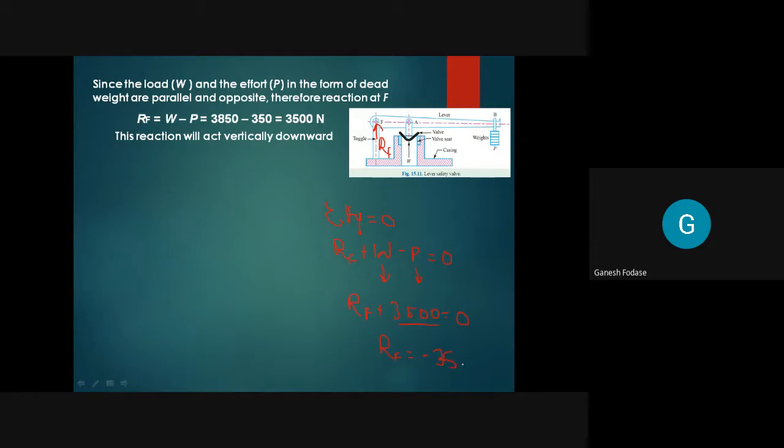Yes, sir. It is minus 350. What is the meaning of this minus now? Whatever we assumed is wrong; it is in the opposite direction. What I assumed here, the direction is upward. So as per me, next I can write 3500, but in which direction?